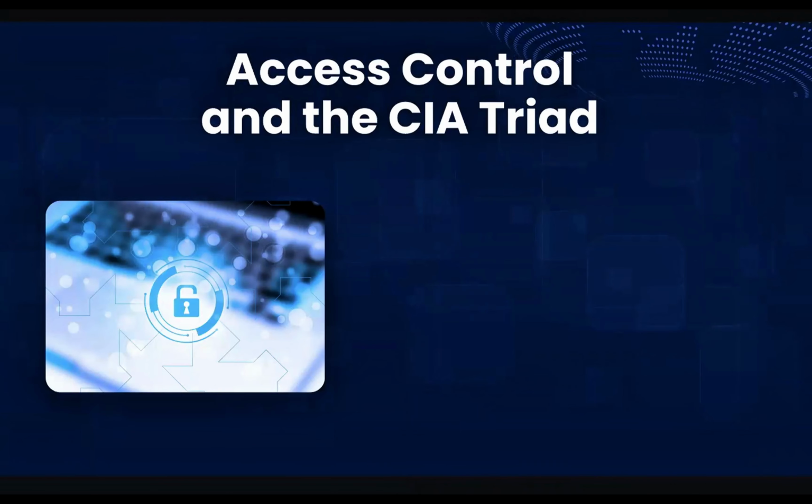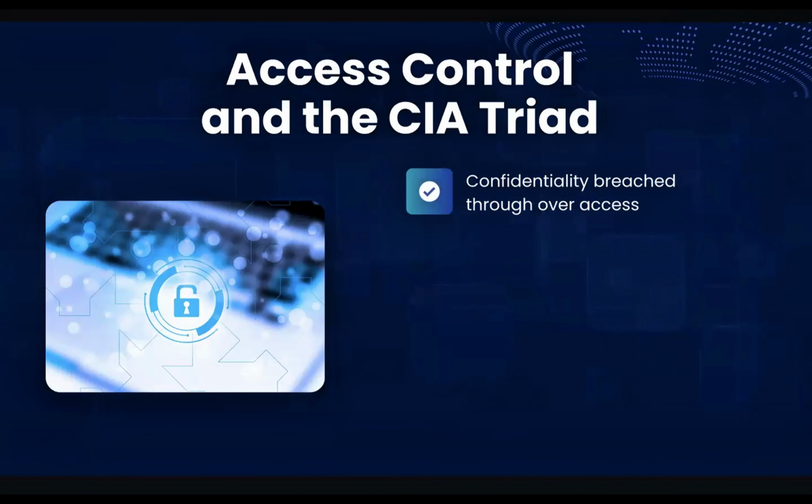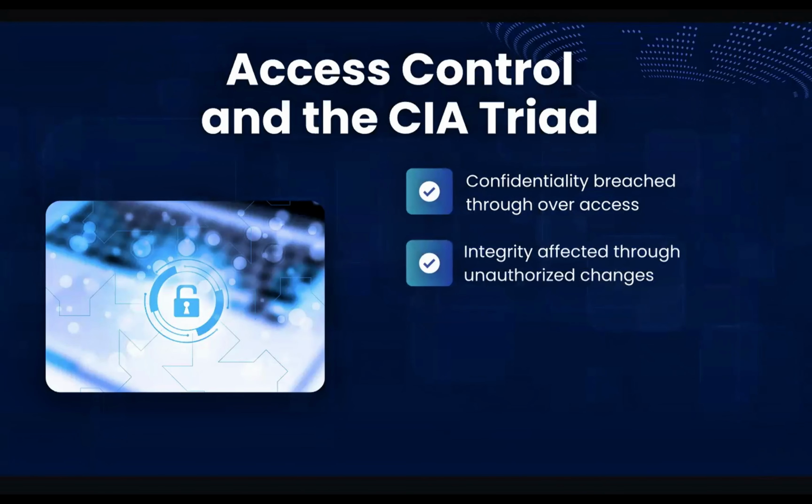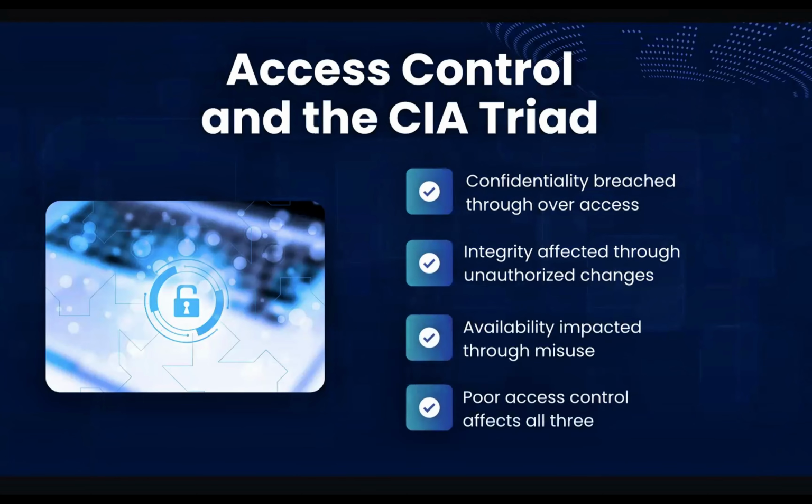Let's now consider access control in alignment with the core pillars of cybersecurity, which are the CIA triad. Poor access control affects all security goals. Confidentiality is breached through excessive access. Integrity is affected through unauthorized changes. Availability can be impacted through misuse. And weak access control undermines all the three.